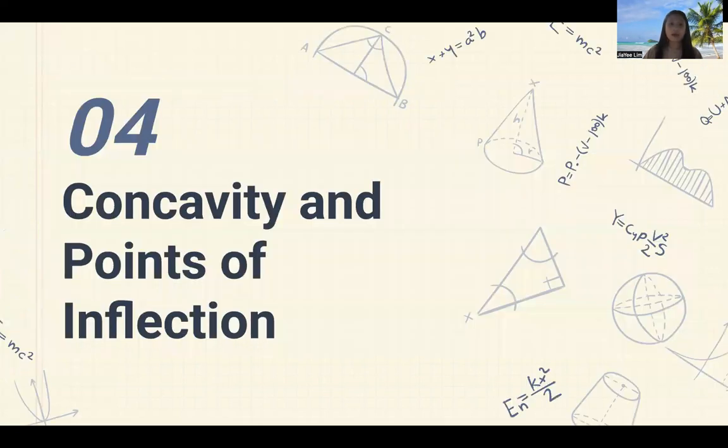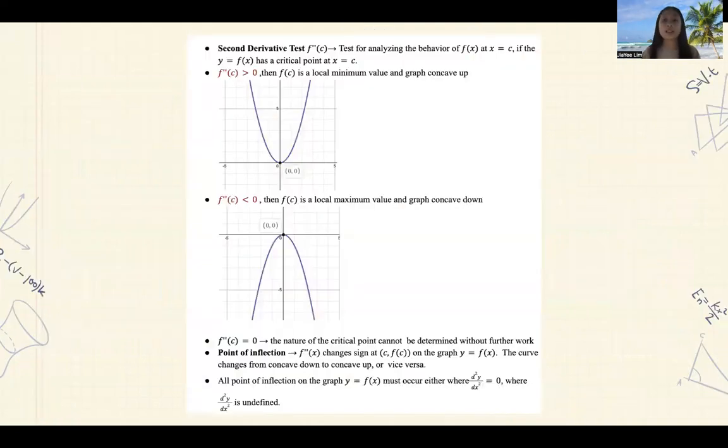Now I'll be talking about concavity and point of inflection. The second derivative test is used to find whether f(x) has a local minimum value or a local maximum value. The test is used to analyze the behavior at the critical point. When the second derivative f''(c) is larger than 0, f(x) will have a local minimum value and the graph will be concaving upward. However, when f''(c) is smaller than 0, f(x) will have a local maximum value and the graph will be concaving downward.